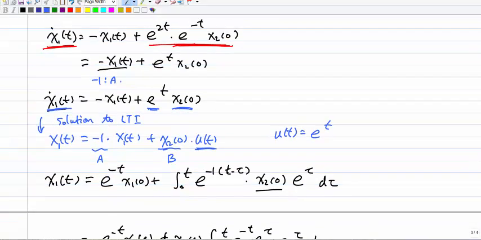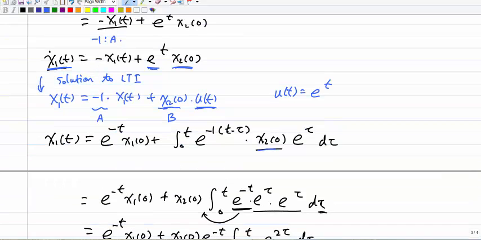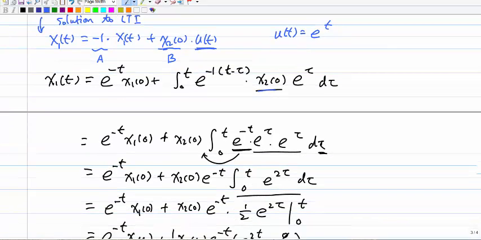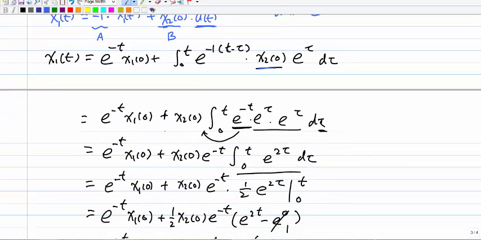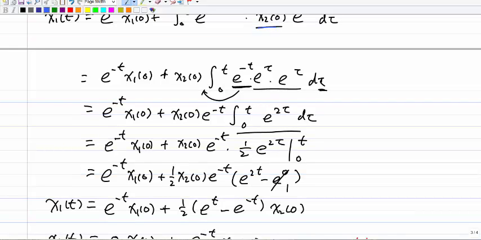We know the solution for the linear time invariant system: x1t is e to the minus a times t times x10, plus the integration from 0 to t of e to the minus a (t minus tau) times b u tau, right? B is x20 and u tau is e to the tau, d tau. Once I do that, I don't want to go into the detail about the computation steps. You can do all the computation by yourself. And it turns out this guy becomes this.